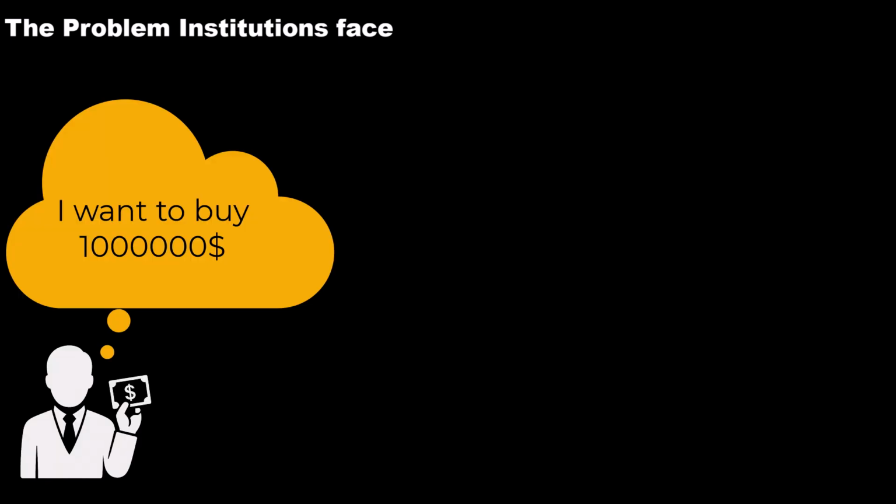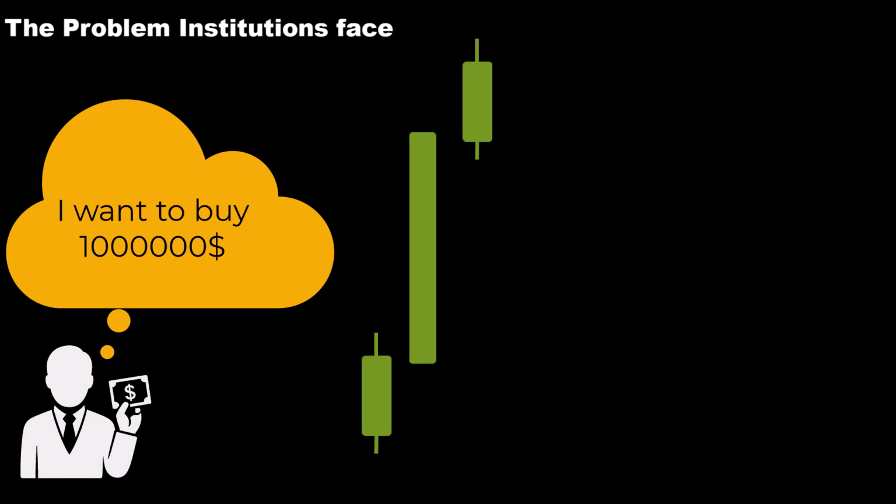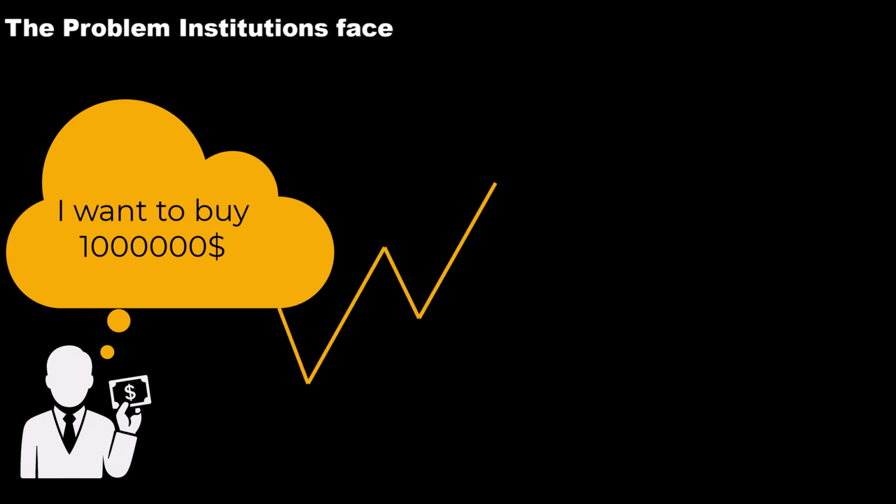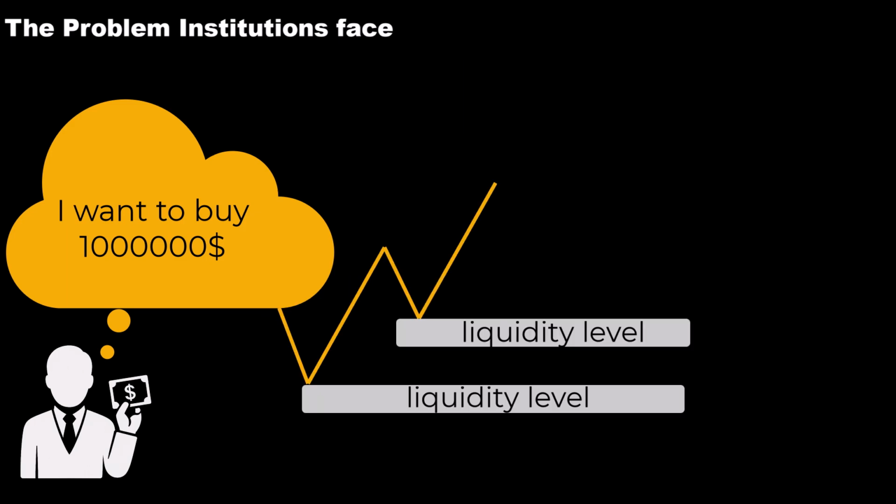Let's now talk about institutional traders. Their biggest challenge is that they trade very large amounts of money. If they enter or exit the market all at once, they create big price movements that work against them. So, instead, institutions use a different approach.